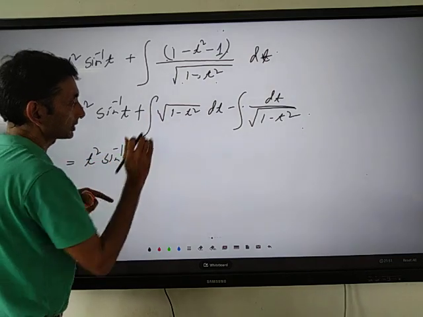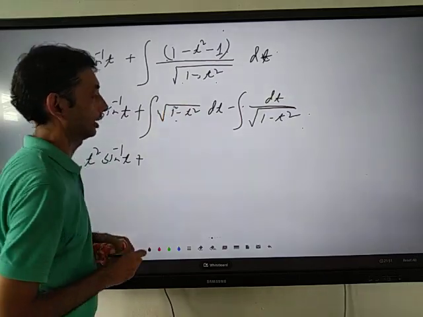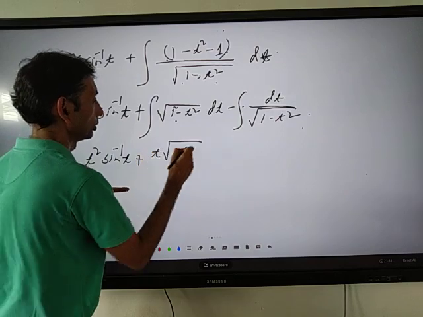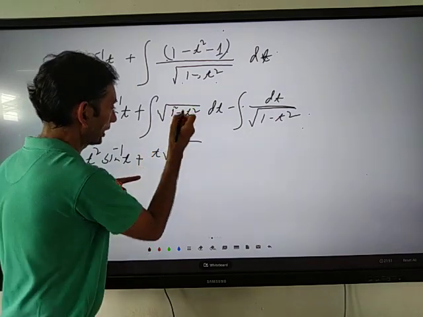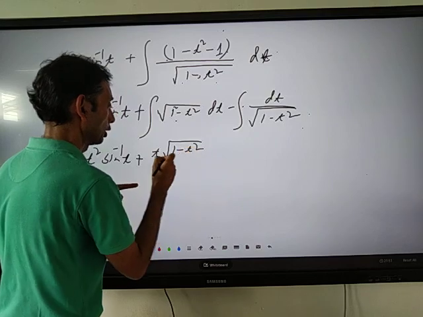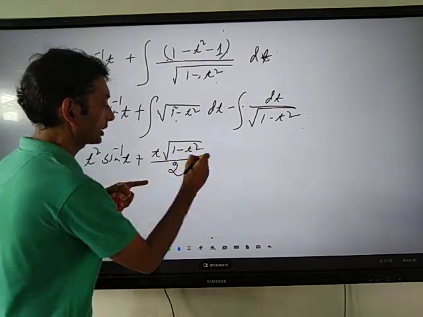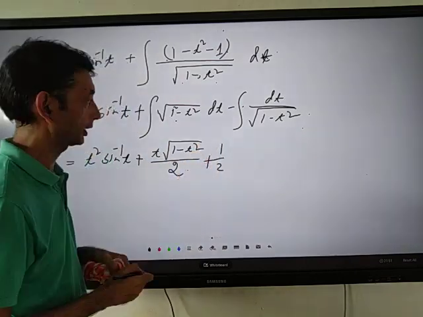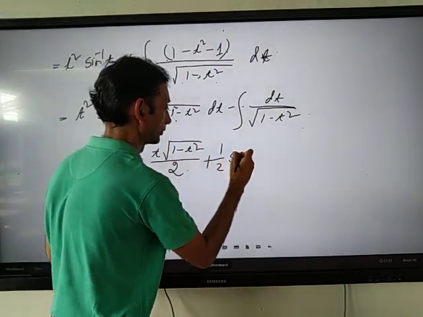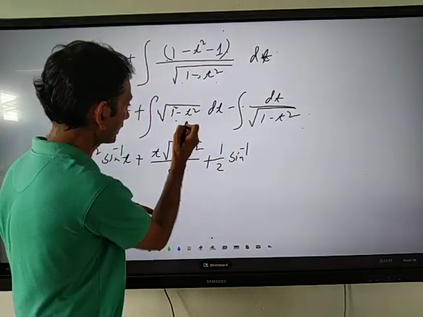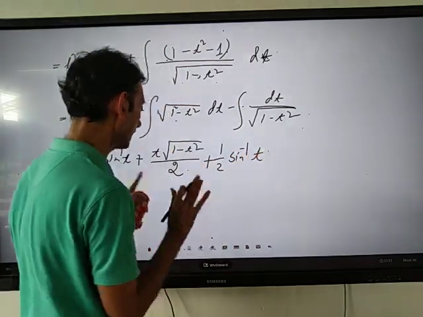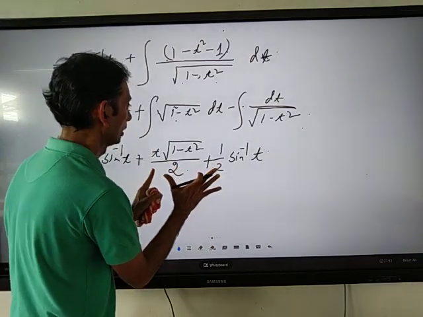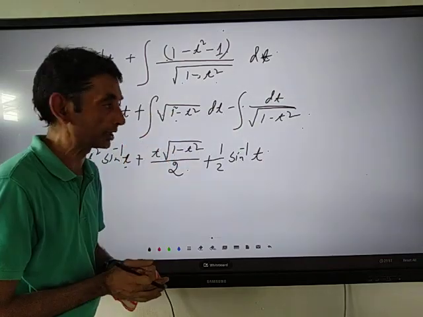This is t squared sine inverse t, and plus this, we know this is a standard integral, that is under root a square minus x squared. So this gives us x into a square minus x squared, a square means 1 square, 1 minus t squared by 2. Okay, plus a square by 2, a means 1, so half, a square by 2 sine inverse x by a. X means t, a is 1, so t. So this is a very simple step, with the help of this standard integral.